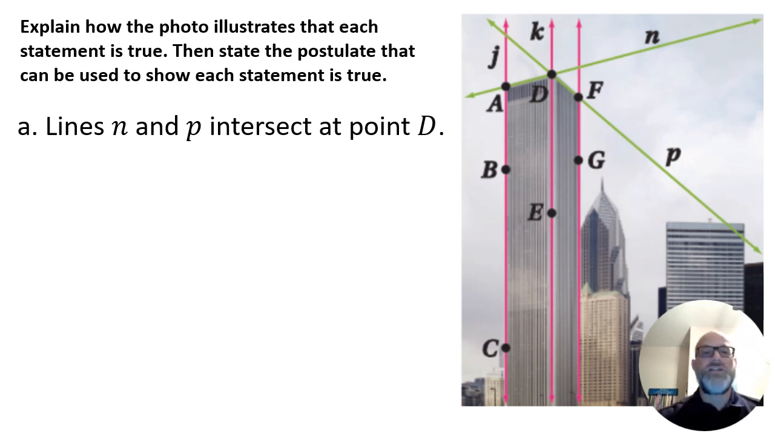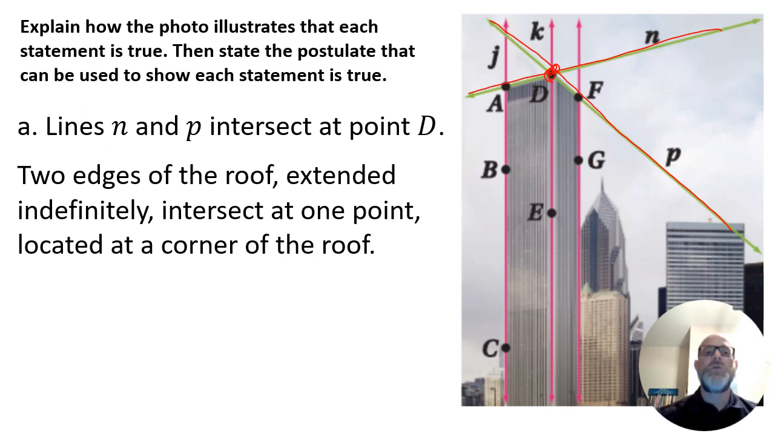Explain how the photo illustrates that each statement is true. Then state the postulate that can be used to show each statement is true. Lines N and P intersect at point D. Well, you can see that that's true. Can you express it in language that a layperson can understand? Sure. We could say something like 2 edges of the roof extended indefinitely. So here's the edges of the roof. They're extended indefinitely in these lines. Intersect at 1 point located at the corner of the roof. You can say that's a corner roof.